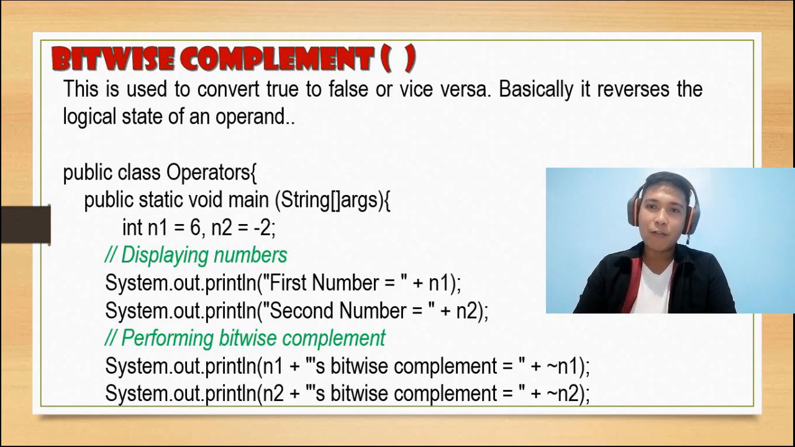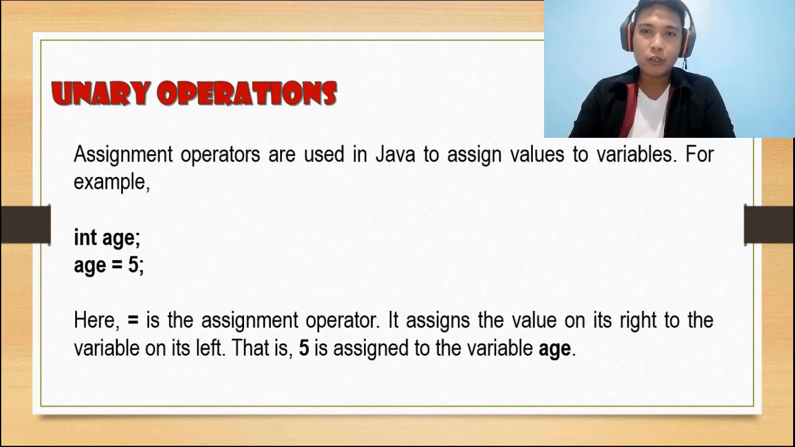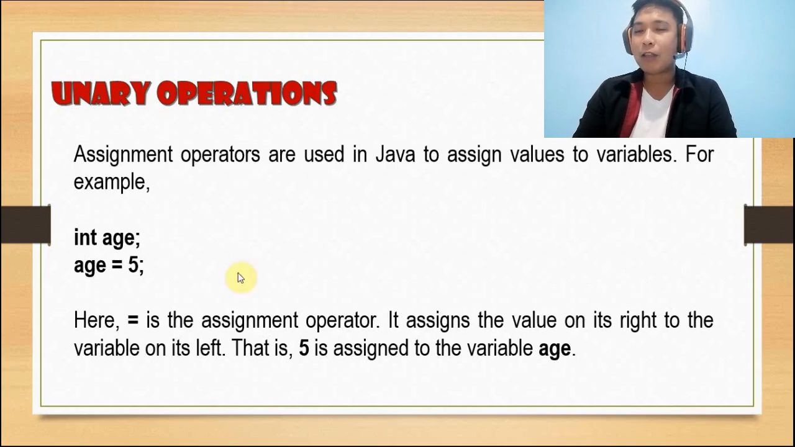Next we have the assignment operators. Assignment operators are used in Java to assign values to a variable. For example, we have int age, and age is equals to 5. Here, equals is the assignment operator, so it assigns the value on its right to the variable on its left. So 5 is assigned to the variable age.